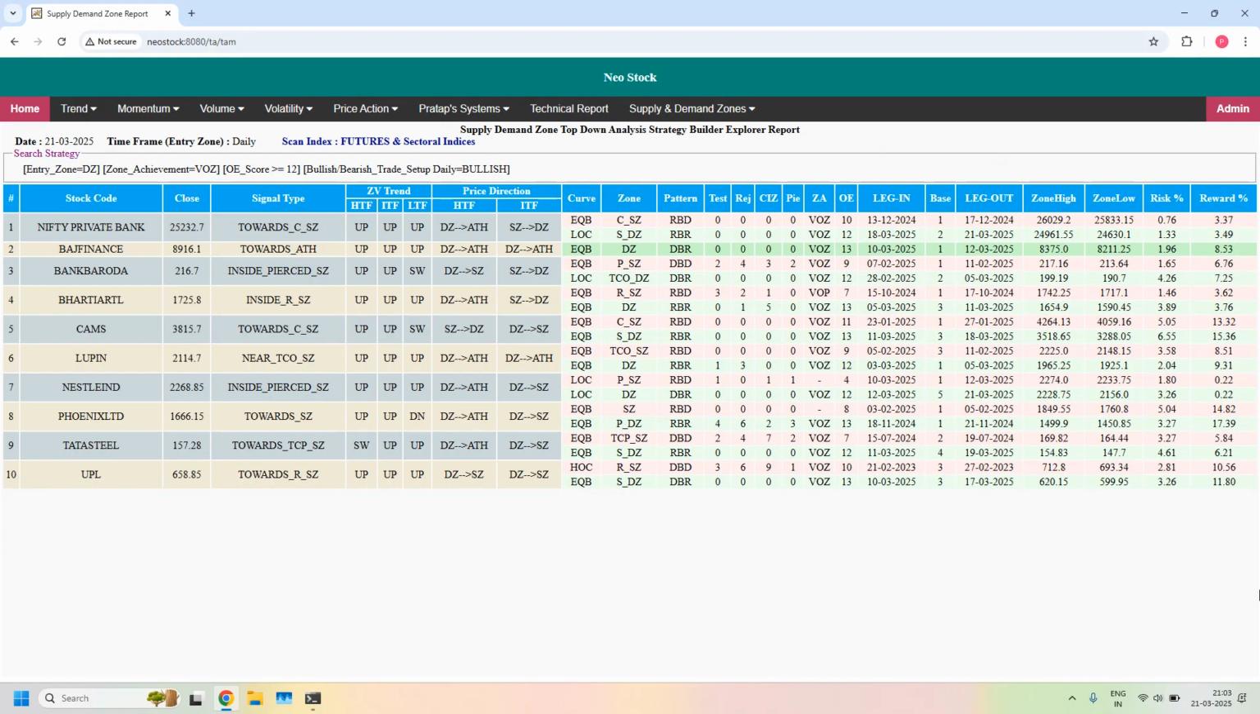We got 10 stocks. Currently, these 10 stocks are supporting bullish trade setup for monthly income trade, and entry time frame is a daily demand zone. This is how we should understand.